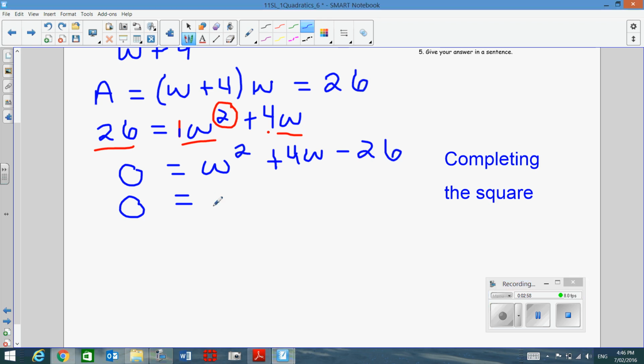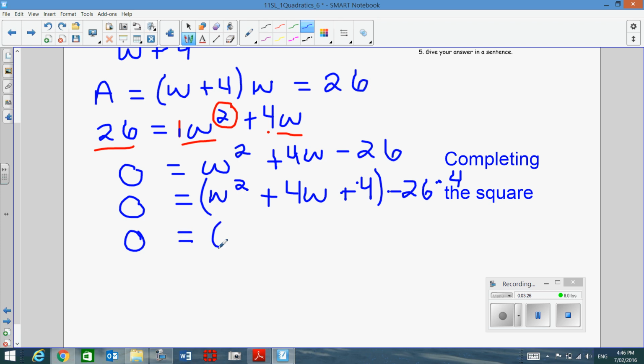So I'm going to keep my W squared, and I'm going to look at this middle term, and I'm going to go ahead and separate that. So plus 4W. Half of 4 is 2, squared is 4. So the term that I want to add in is 4. So that means I also must subtract a 4 outside of my brackets. So now I'm looking at, this comes down to W plus 2 squared minus 30.